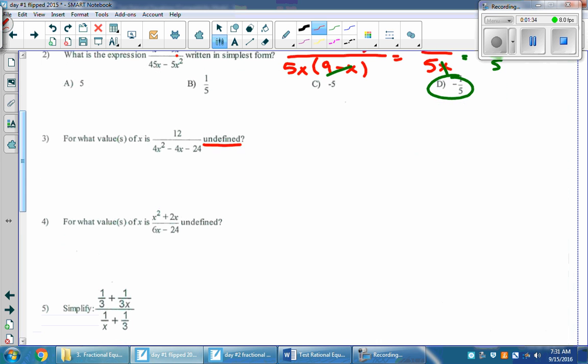Next one. For what values is that undefined? Make the bottom equal to 0. Don't care what the top is. I like putting, let's put a smiley face. Alright, so look here. I'm going to set it equal to 0. I'm going to pull out a 4.